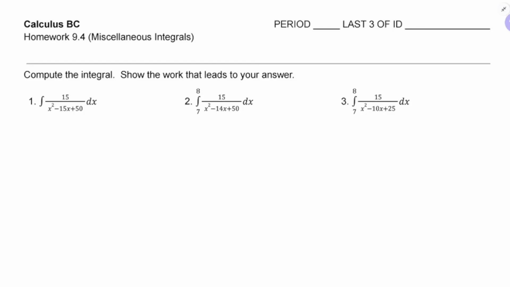Alright, in this video we're working BC Homework 9.4, and we're going to do some of the integrals where we have to complete the square that involve arc trig, and then we're going to work some other integrals that look similar to those that involve arc trig but are somehow slightly different.